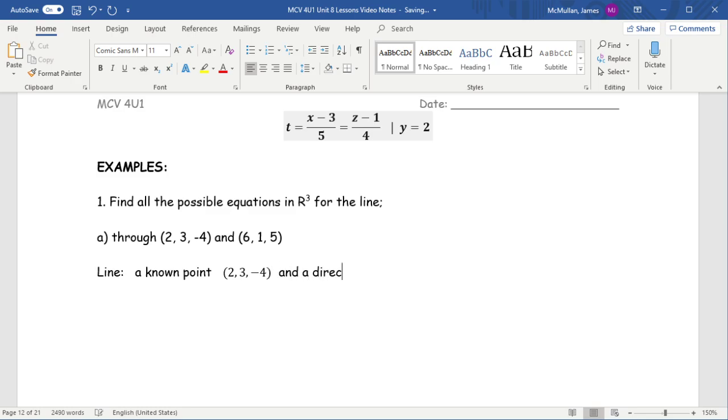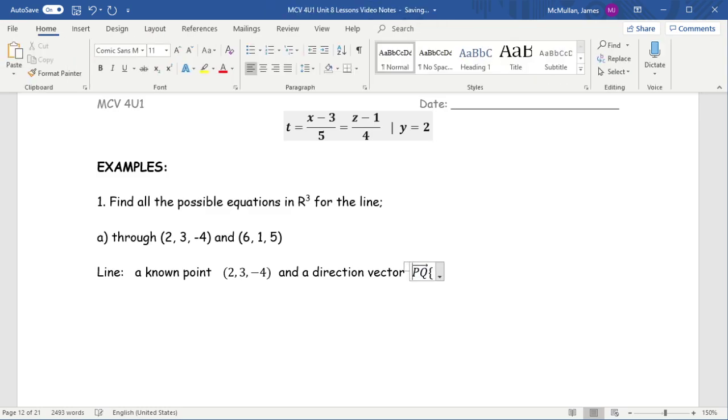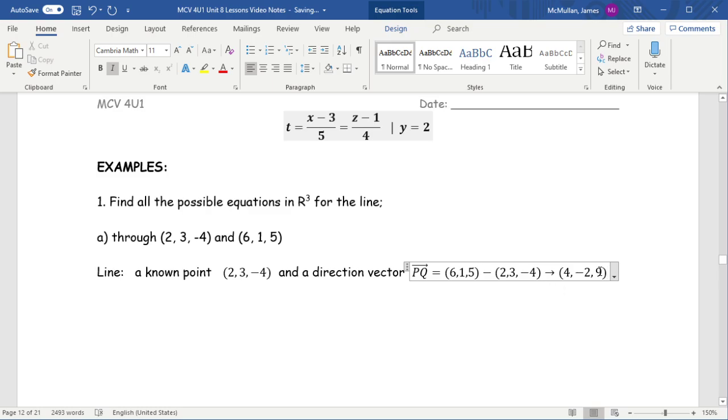And a direction vector. Now, a direction vector here would be PQ. I don't want to say OP because O makes you think the origin. It would be a direction vector PQ, which would simply be 6, 1, 5 minus 2, 3, -4, right? Which is 6 minus 2 is 4, 1 minus 3 is -2, and 5 minus -4 is 9. So there's a direction vector for the line.